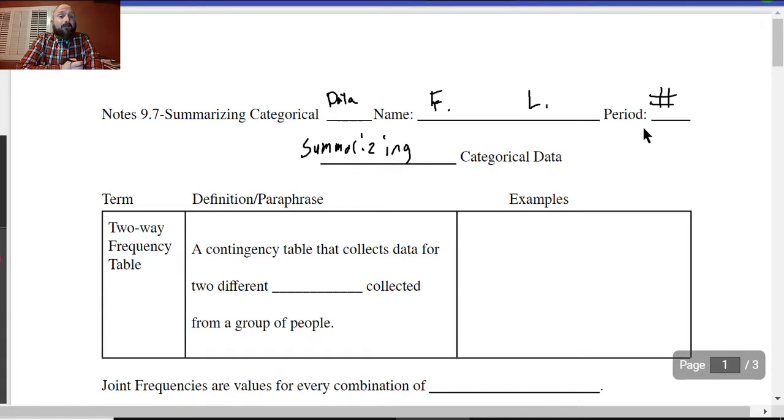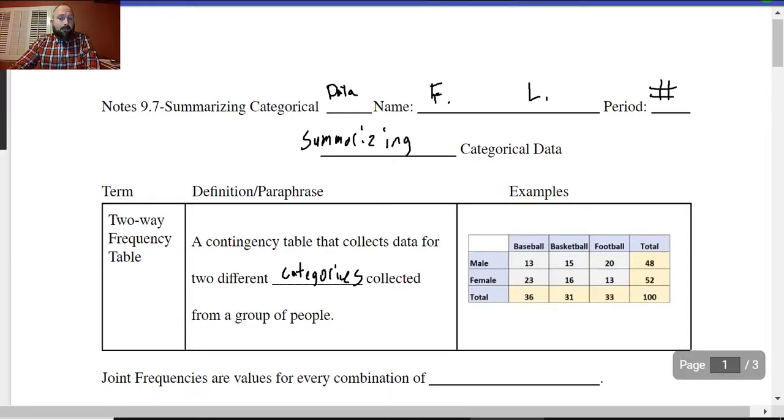A two-way frequency table is a contingency table that collects data for two different categories, and it's collected from a group of people. Okay, well, what's an example of this? Well, let me show you.